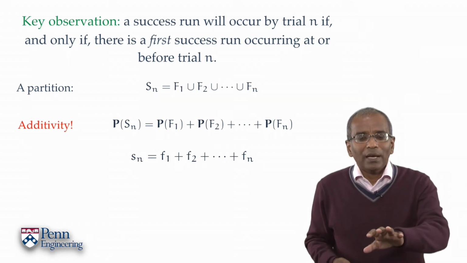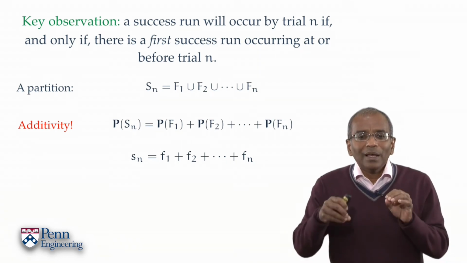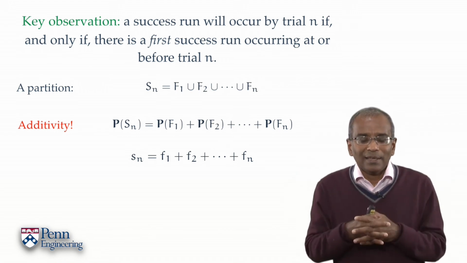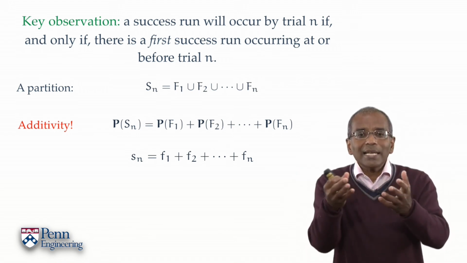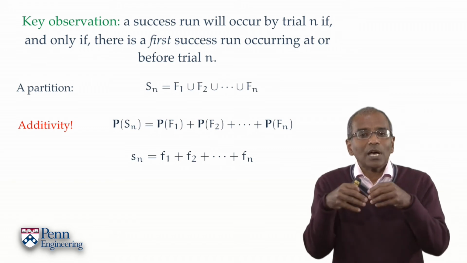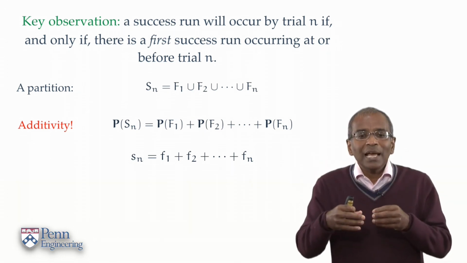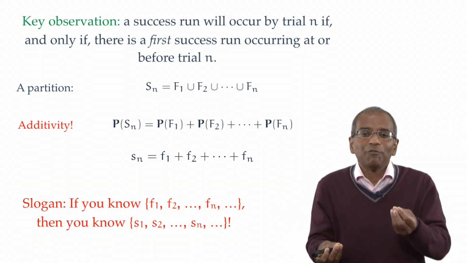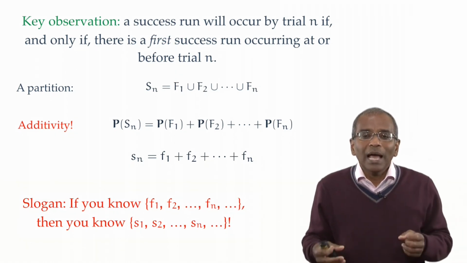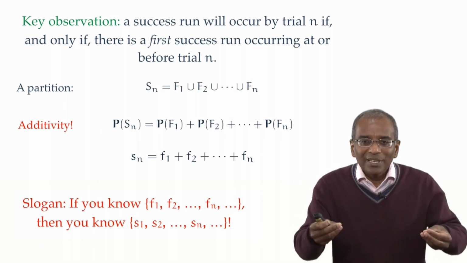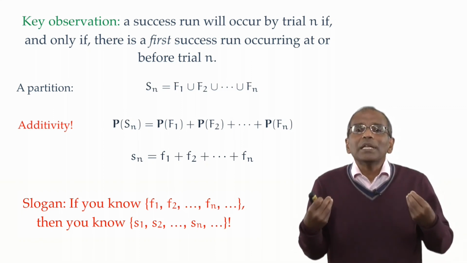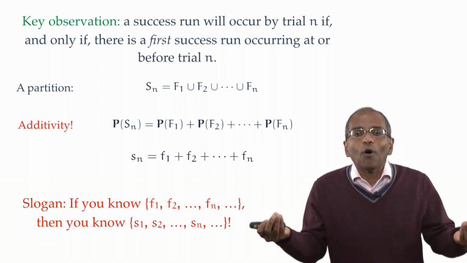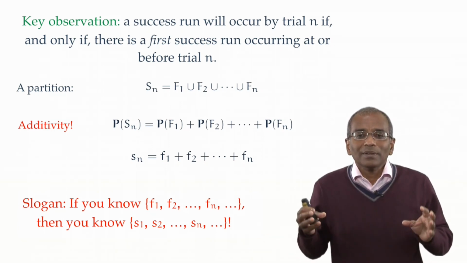What we've got here is a slogan. We are interested in the probability Sn. And what our additivity principle tells us, what our partition tells us is, if we know the first success run probabilities, F1, F2, F3, and so on, then we can deduce the probabilities Sn of a success run somewhere at or before that point.